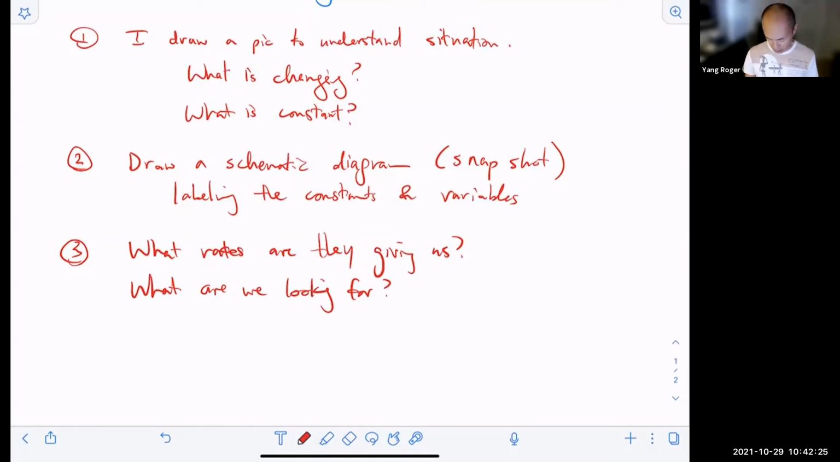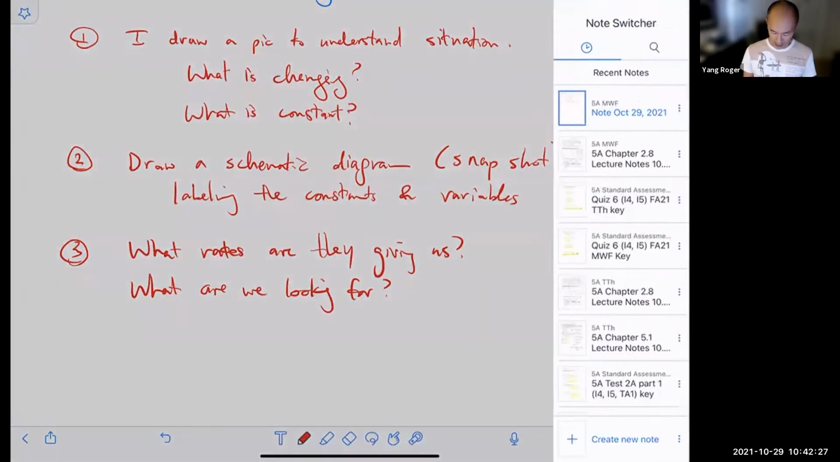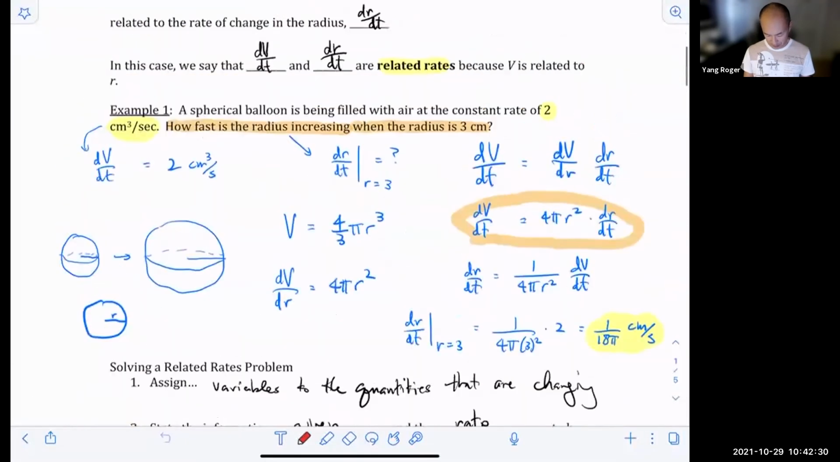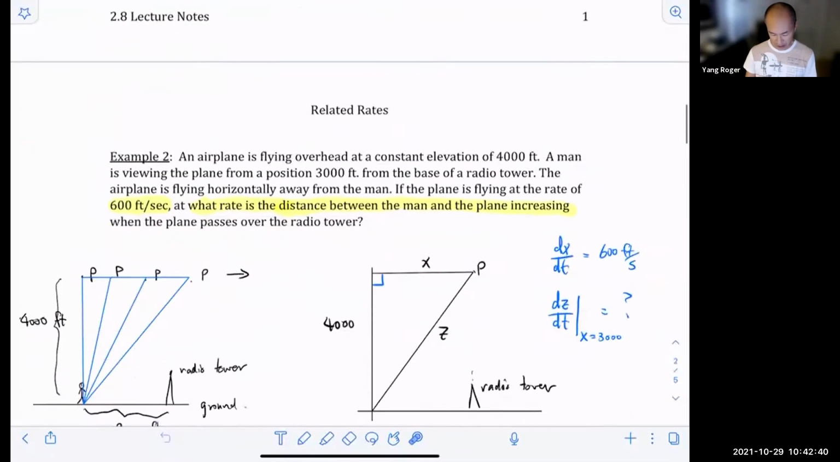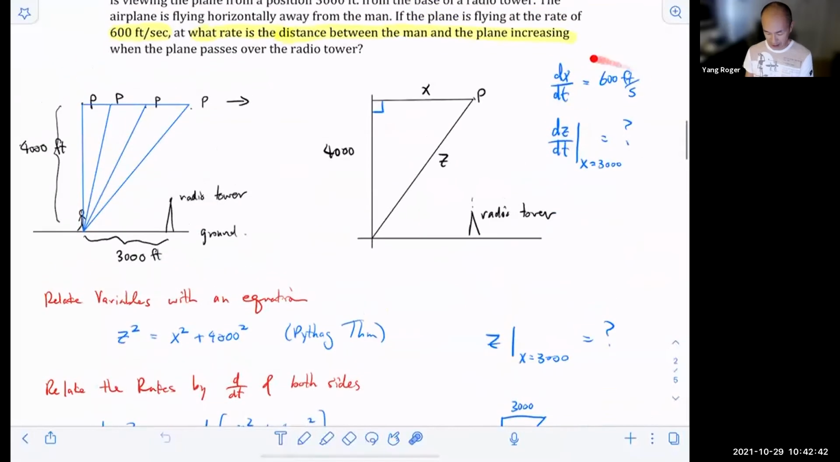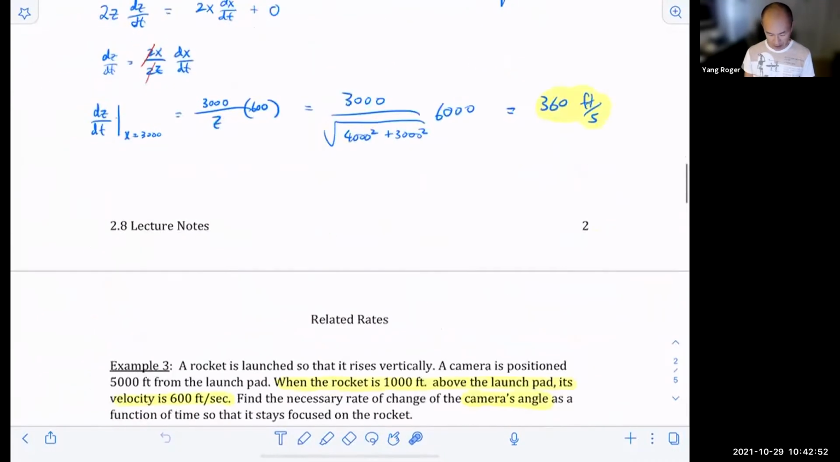Okay. So when I look at our worksheet over here, what rate did they give us? They gave us this rate. What rate are we looking for? We're looking for this rate. I'm always trying to identify those two things. What rate did they give us? They gave me how fast the plane was flying. What rate are we looking for? We're looking for the rate of change of the distance between the man and the plane, right?